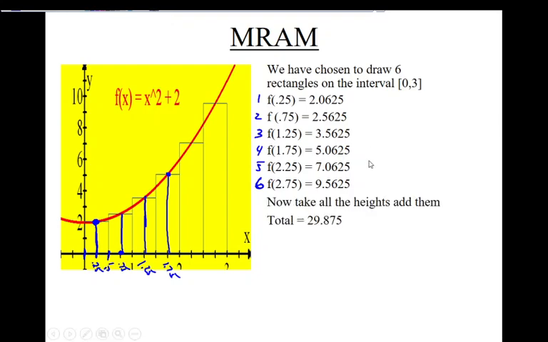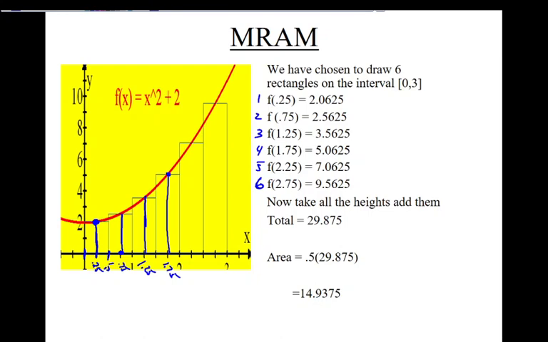So I take all the heights and add them up. Do they still have the same base length? Why, yes. The base length for each one is still 0.5. And my area here is 14.9375, which is probably the most accurate, it definitely is the most accurate of all of them. Now, common misconception.